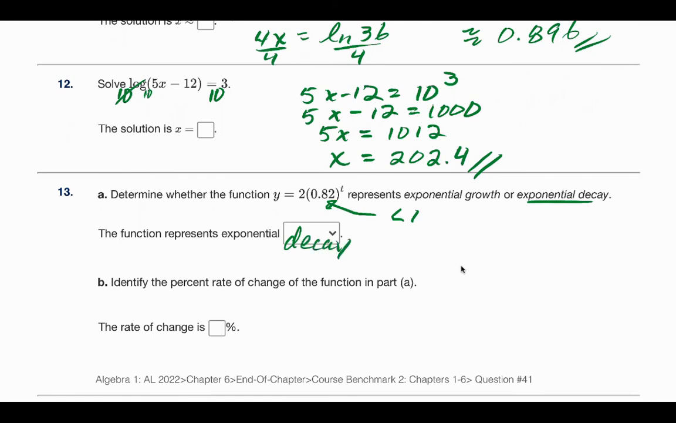And then it says identify the percent rate of change of the function in part A. So remember, what this here states is that's our 1 minus r. So we have 1 minus r. In this case, since it's decay, that's why we have the minus r. And we're going to say it is equal to 0.82. All right, so now I'm going to subtract 1 on both sides.